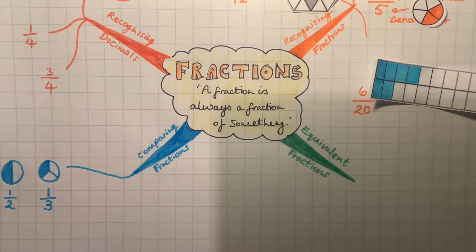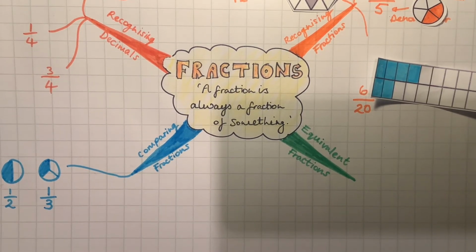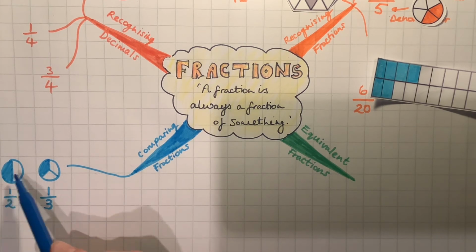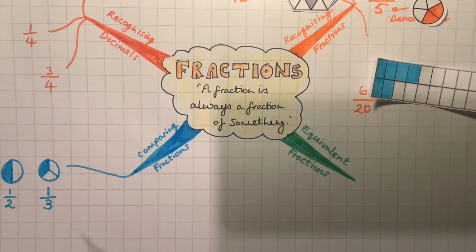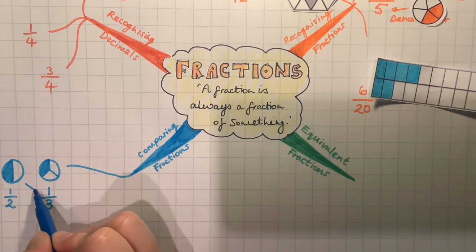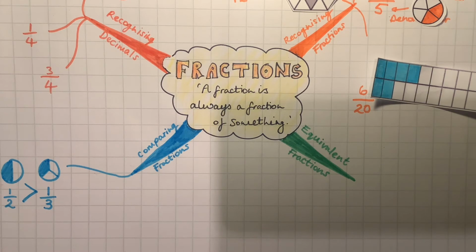Right, so now we're coming on to comparing fractions, my blue branch. So I've got 2 fractions drawn ready, and we are going to see if we can compare them using our greater than and less than signs. Do you remember the crocodile? The crocodile always is going to eat the bigger number or fraction, okay? So which one is going to be the bigger fraction, the greater fraction? That's right, it is going to be a half. So we add our sign like that.